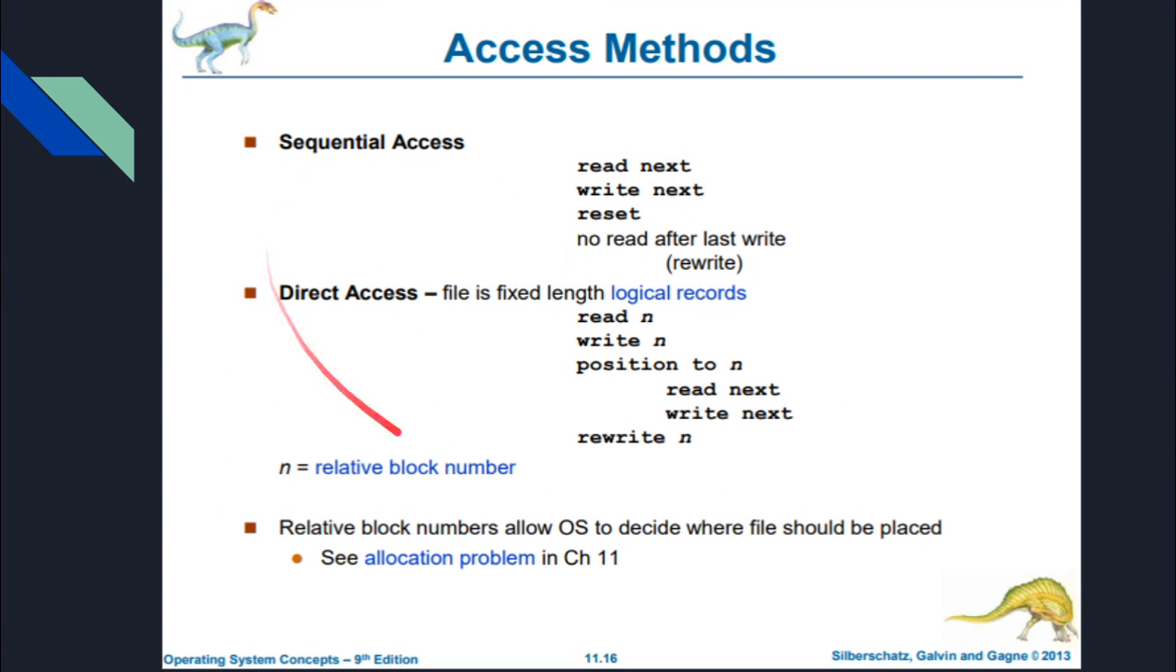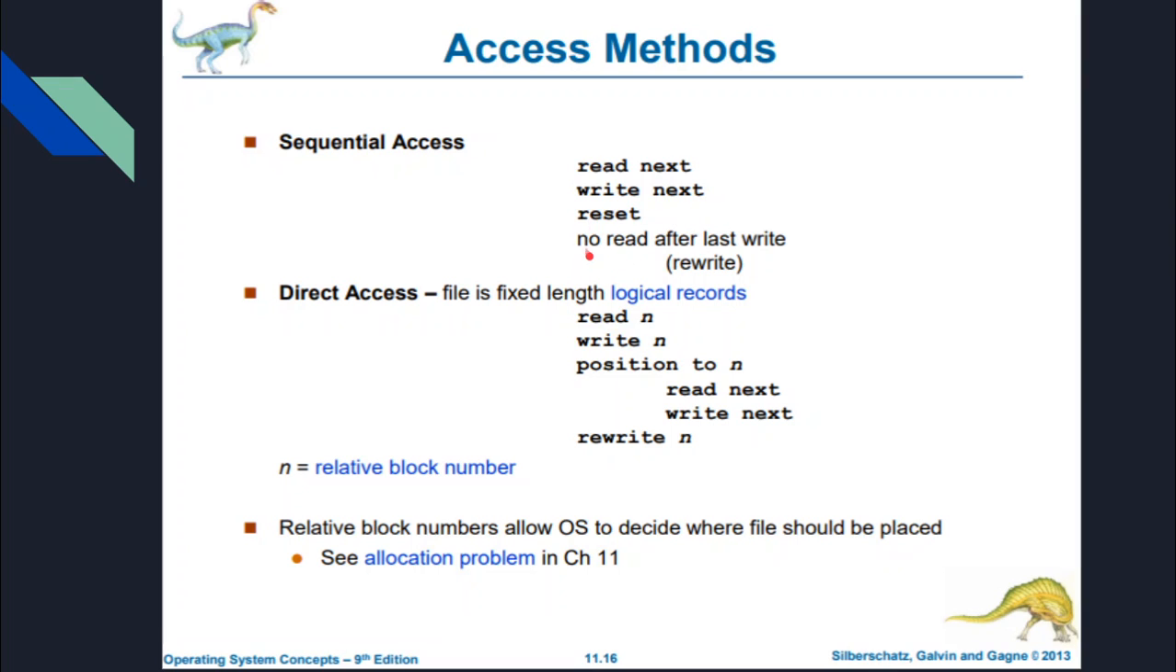Okay, and then what are the access methods? A file can be accessed either by sequential access or direct access. What is sequential access? It is like a tape system, where the system starts from the beginning of the program, goes to the next and next, and finally goes till the end of the program. That means we cannot have direct access. Everything is sequential, so it should start from the beginning and go to the end: read next, write next, reset. So there is no read after last write. That is the option of this sequential access.